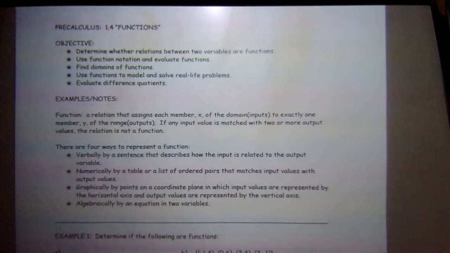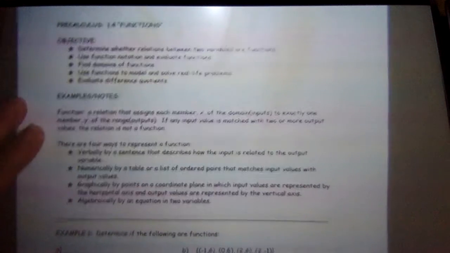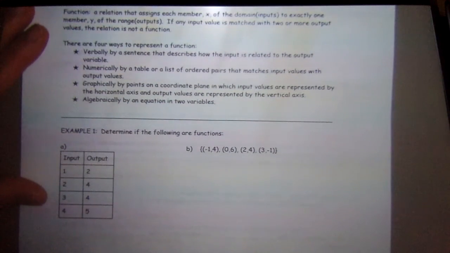There are 4 ways to represent a function: verbally, numerically by a table or a list, graphically, or algebraically in an equation. So determine if the following are functions. How do we know if something's a function? Okay, we can find the slope, but what if it's not a linear equation? What did you have here? If it passes the vertical line test, we'll use the vertical line test if I actually give you a graph.